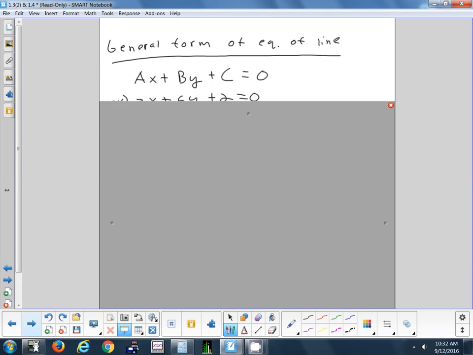Okay, and the last form, we don't really use this form as much. It's ax plus by plus c equals 0. Basically, it's getting everything on one side. That's an example of general form.